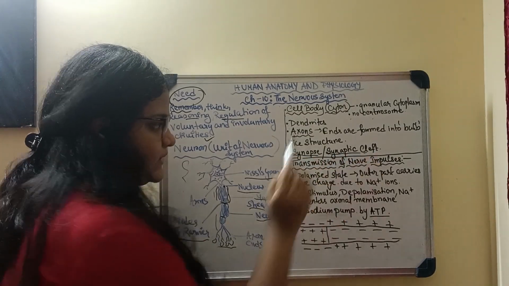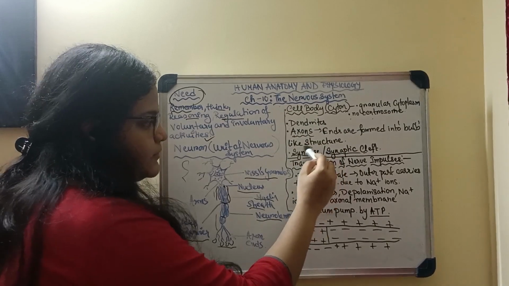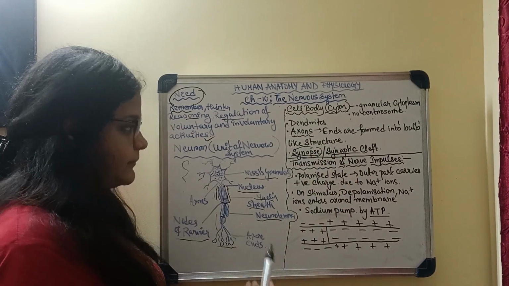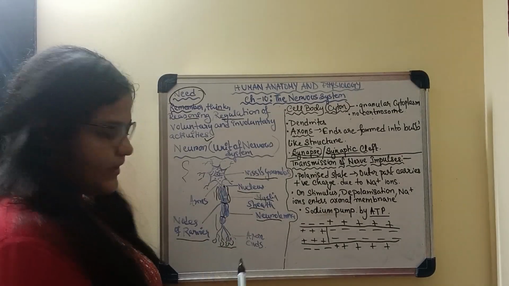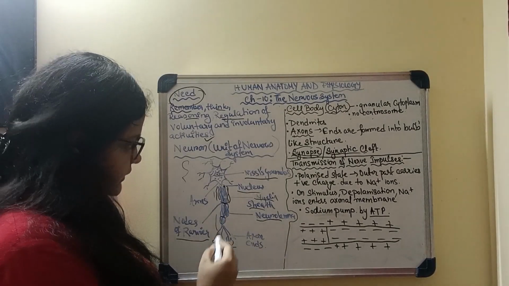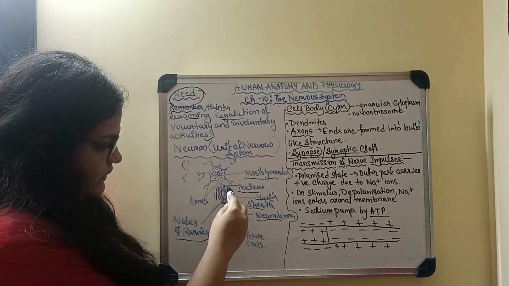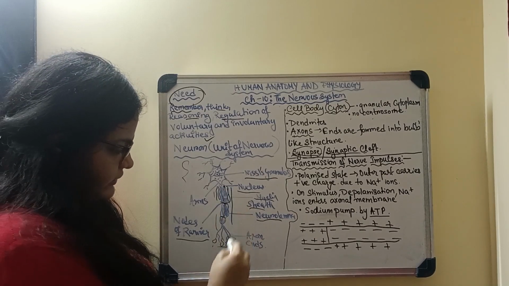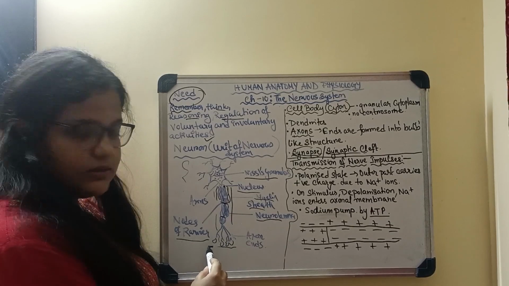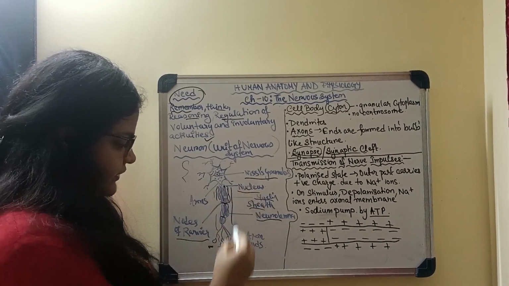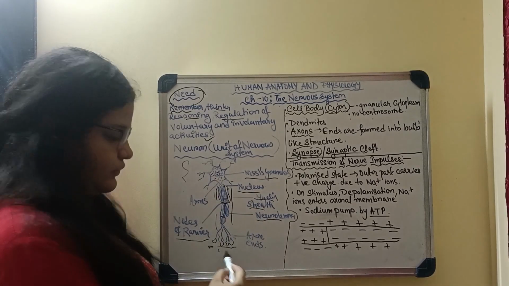Next, the axon terminal either ends in the muscles or the body tissues, or it ends in the synapses or the synaptic clefts. Now, we will discuss the synapse a little later. What is a synaptic cleft? The synaptic cleft is nothing but the gap present between the axon terminal of one neuron and the beginning of the dendrites of another neuron.